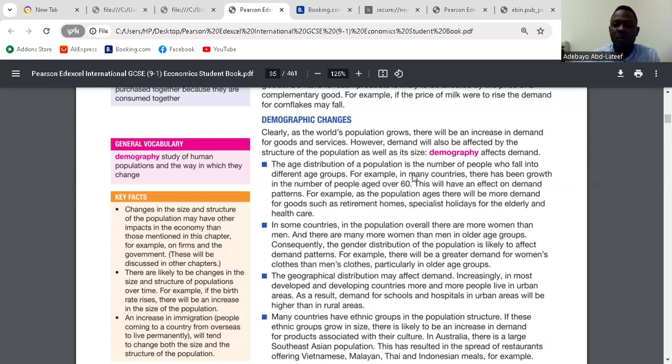The age distribution of the population is the number of people who fall into different age groups or categories. So we call it age distribution based on from 0 to 5 years, from 6 to 13 years, from 14 to 20 years. These are age categories. Based on this, the demand for goods and services would increase or decrease based on age distribution.